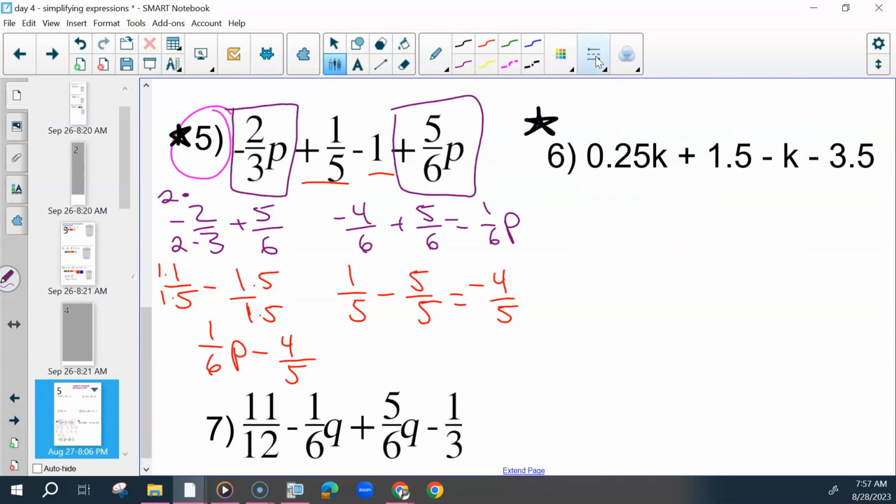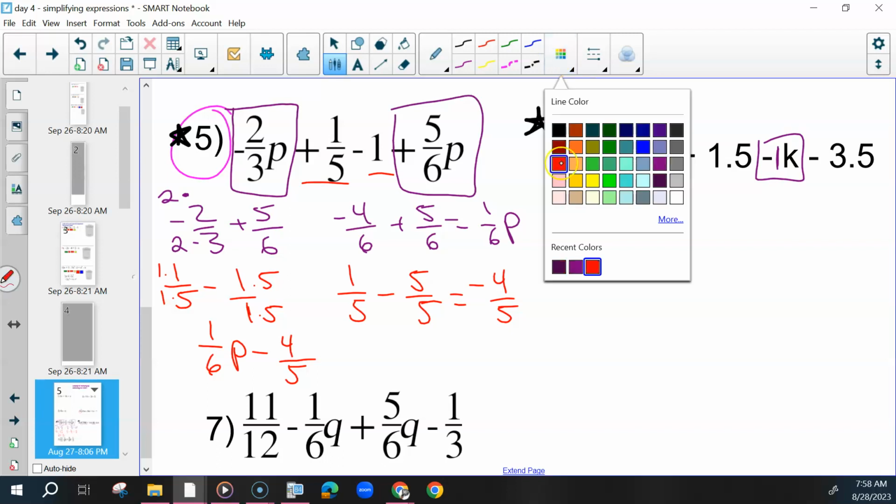Let's do number 6. What are the like terms there? Sam? Right. Remember, there is an invisible 1 there. You can add it in. You don't have to add it in. And that means the other 2 numbers are also like terms, but they're constant.